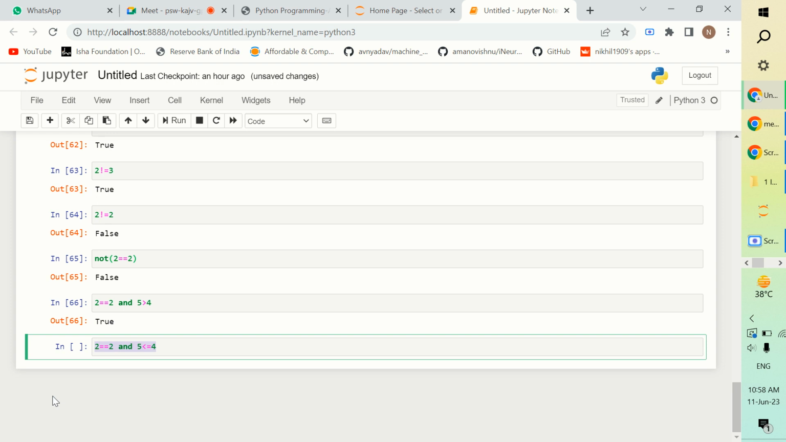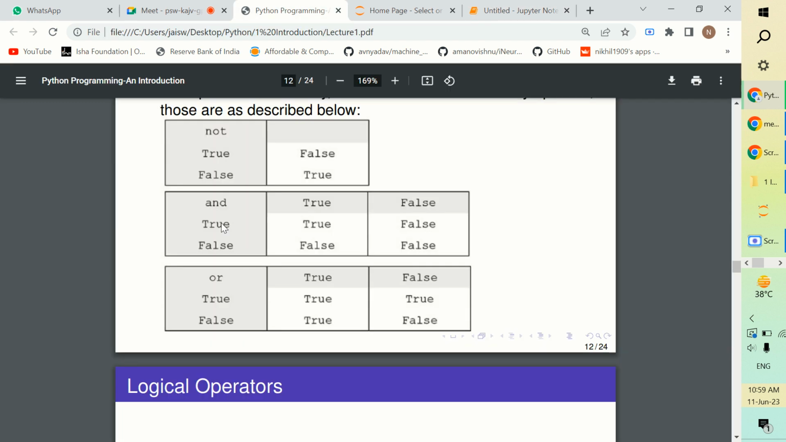Which expression? Yes, sir, this expression: 2 is equals to 2, and 5 is less than equals to 4. False or no? Yes, it will give false, because 2 is equals to 2 is true, and 5 is less than equals to 4 is false, so true and false will give false. And will give false if at least one of them is false.